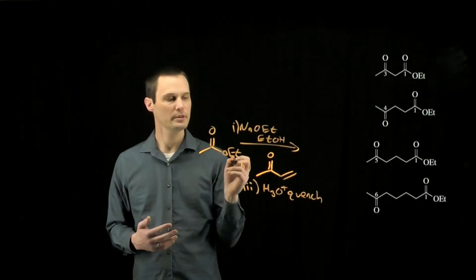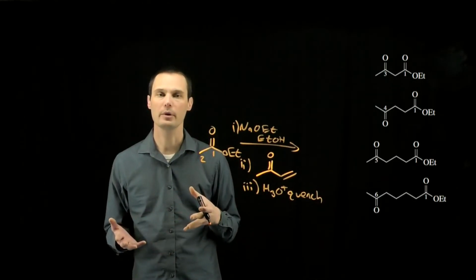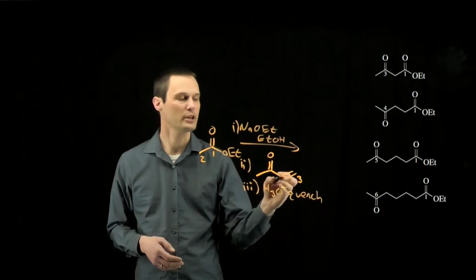So let's number these carbons here. We've got carbons 1 and 2. Carbon 2 will be our enolate carbon. That'll be our nucleophile carbon. And it will attack carbon 3, the beta position of the alpha-beta unsaturated carbonyl.